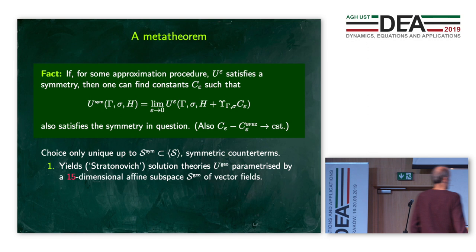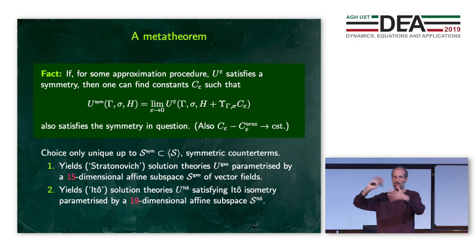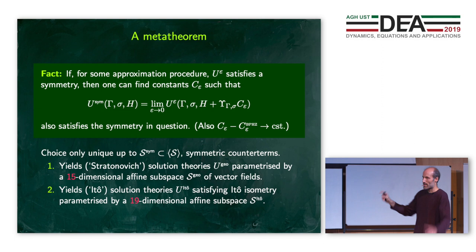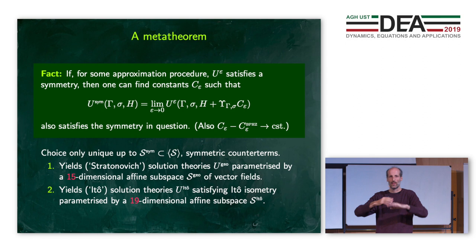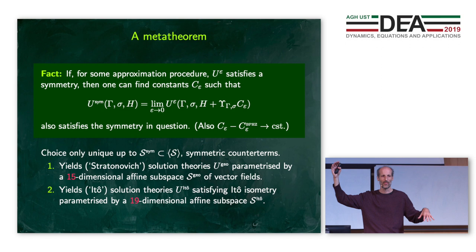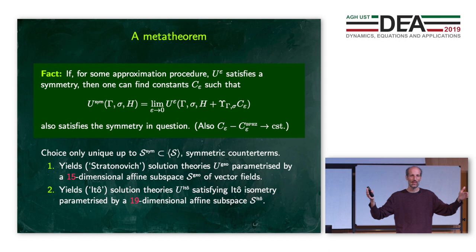And we can do a similar argument for this Ito-type isometry that tells you that you can also find solution theories that satisfy this Ito isometry. And there's a 19-dimensional set of them. Now, the problem is that these sets are not linear subspaces of the space of counter terms, because this space naturally doesn't actually have a linear structure. I mean, it looks like a linear space. I just told you that it's formal linear combinations of these symbols. But it has a natural group structure, which isn't simply addition on that vector space. And so the natural operation here is really that group operation.